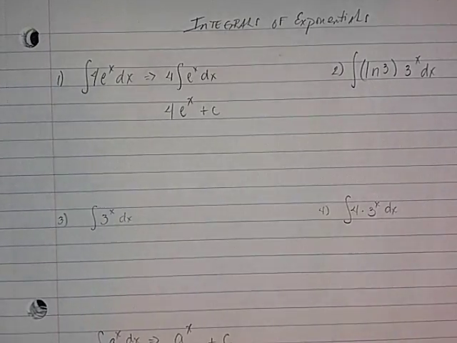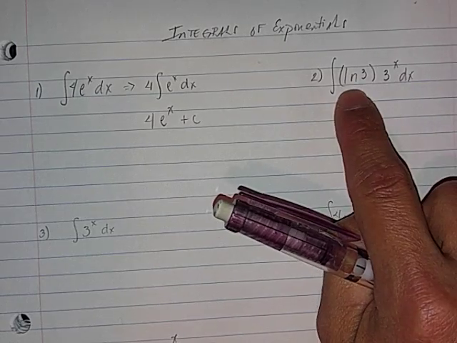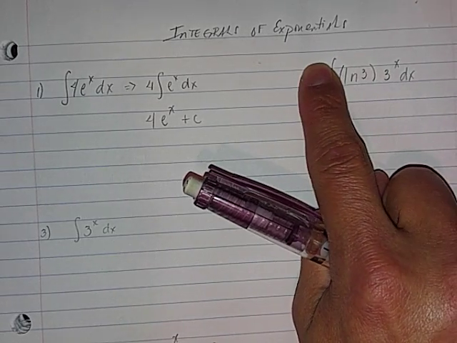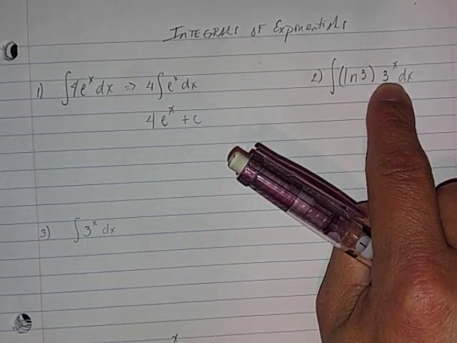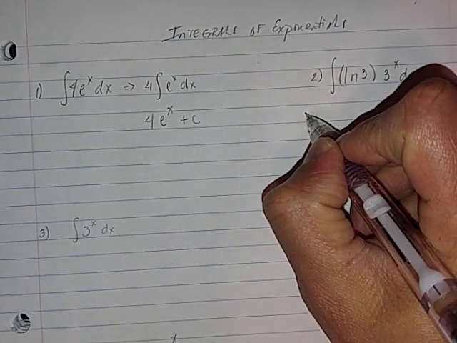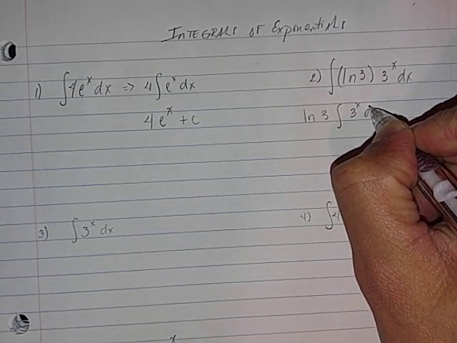Okay. The next one, ln of 3 times 3 to the x dx. Well, ln of 3, that's just a constant. We go ahead and pull it outside, and we just have to integrate this guy. I'll go ahead and do the long way, we just write it out: the integral of 3 to the x dx.